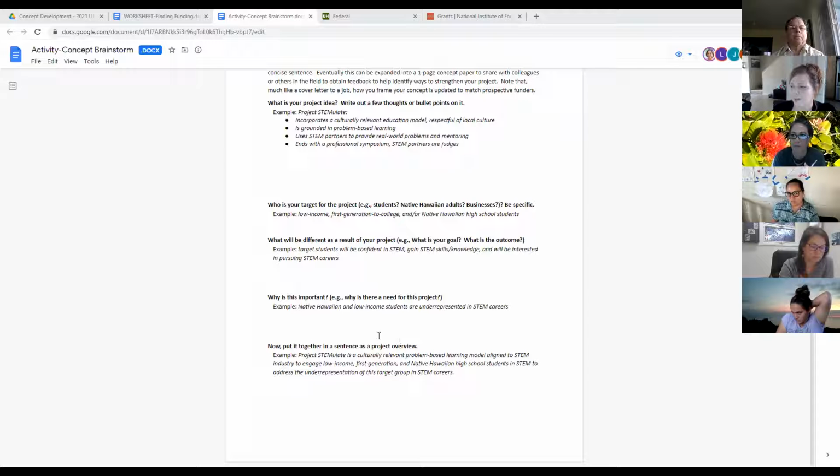Now I put this all together in one sentence. An example is, Project Stimulate is a culturally relevant, problem-based learning model aligned to STEM industry to engage low-income, first-generation Native Hawaiian high school students in STEM, to address the underrepresentation of this target group in STEM careers. You might not get there today in this little bit of time, but what I want you to do is brainstorm all of the above, and then you can work on that sentence.